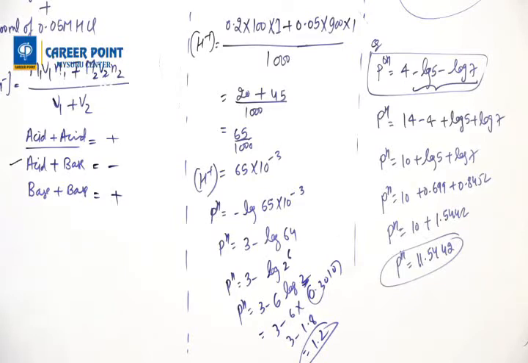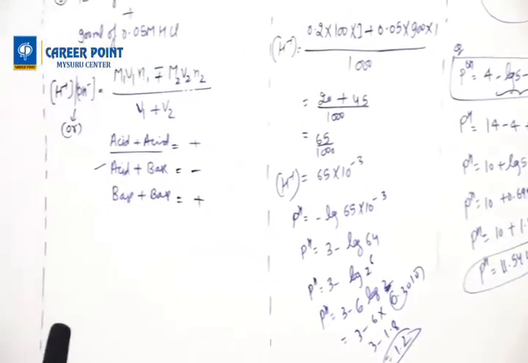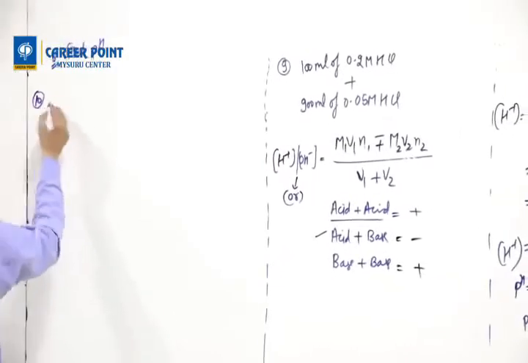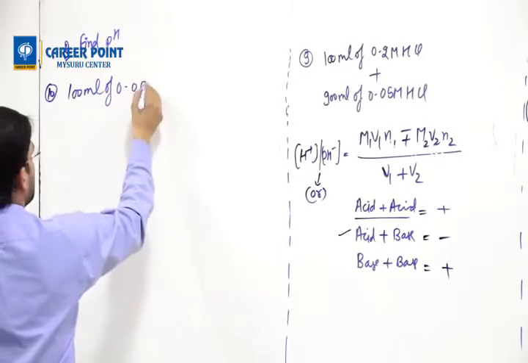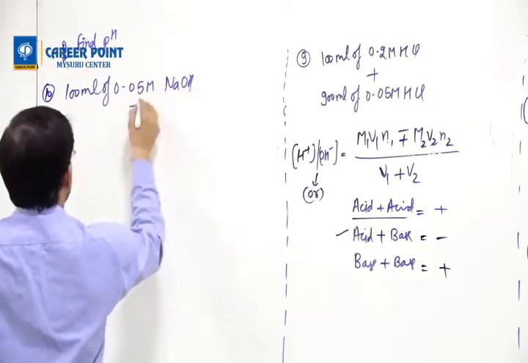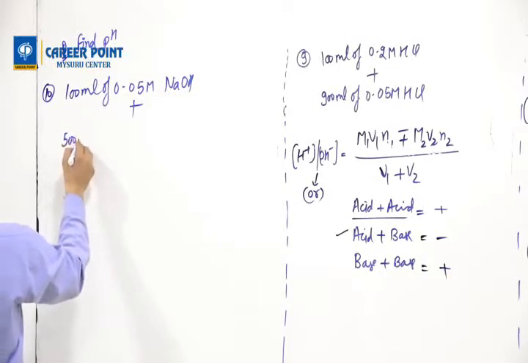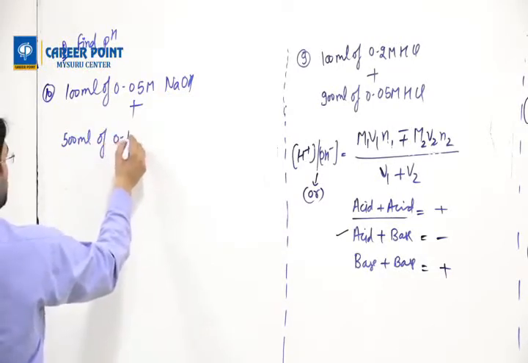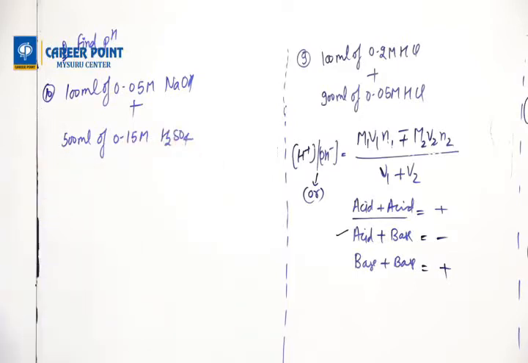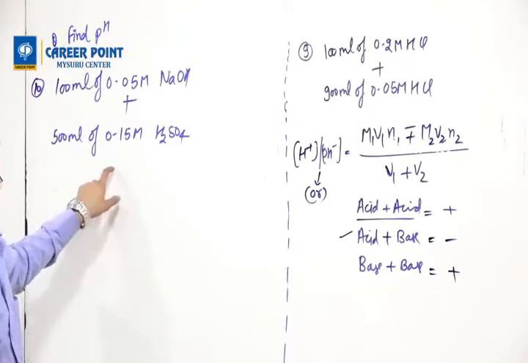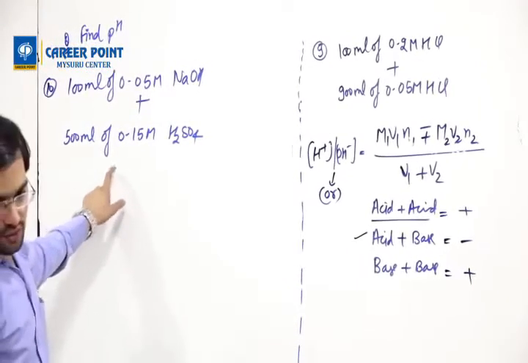Okay, so now I'll give you one homework also based on this formula only. This side homework. So this is 9th question, 10th question. 100 ml of 0.05 molar NaOH is mixed with 500 ml of 0.15 molar of H2SO4. This is your homework. Okay, in the next class, we'll solve this problem.